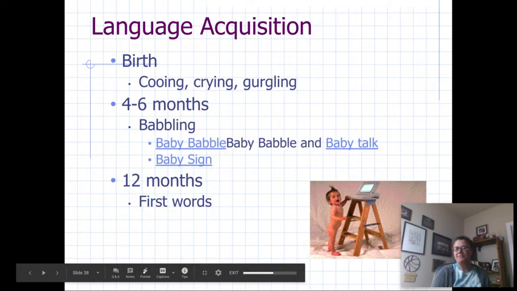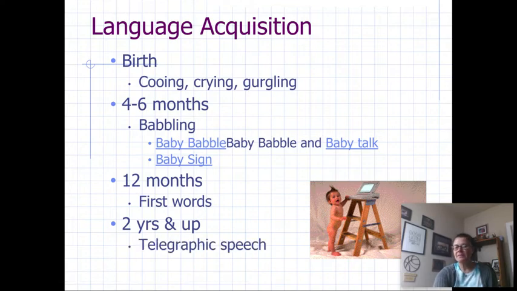Oftentimes, other than ma and da, okay, or ba, that type of thing, they're going to start saying their first words, more complicated words. 2 years and up, they're going to start to use telegraphic speech, which means they're not going to have the syntax really down, but they may say things like baby up, wanting you to pick them up, or baby hungry. Okay, so they're going to start using like 2-3 word sentences that don't really have that syntax yet.